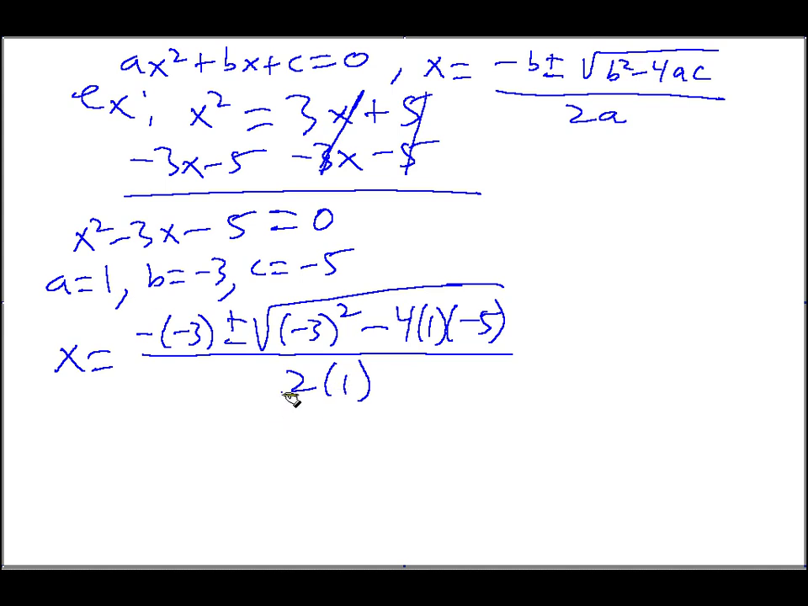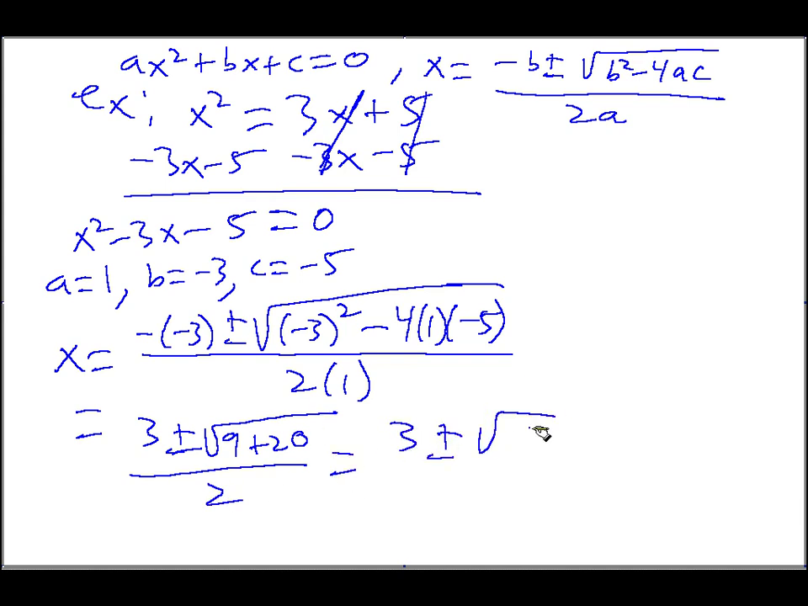Which is 1. Are you with me on that? So that's going to be the opposite of negative 3, which is what? Positive 3 plus or minus the square root of, negative 3 squared is what? Positive 9. Just do the math carefully here. What's negative 4 times 1 times negative 5? Isn't that positive 20? Yes, it is. Positive 20 all over 2 times 1. Which is going to be 3 plus or minus the square root of 29 all over 2.